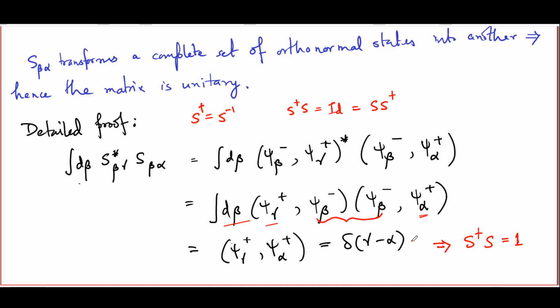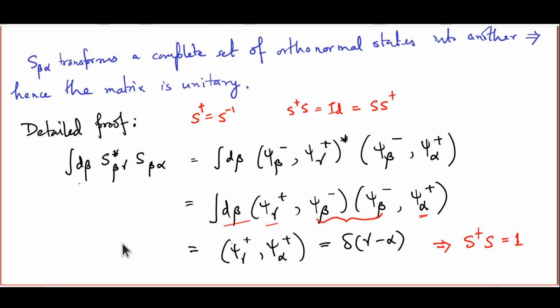Let me remind you once again that in this proof what we have used is that the out states, the states labeled by minus, form a complete orthonormal set, and the in states are orthonormal. Using both of these together, we have managed to show that S dagger S is the identity. What remains to be shown is S S dagger is also the identity.